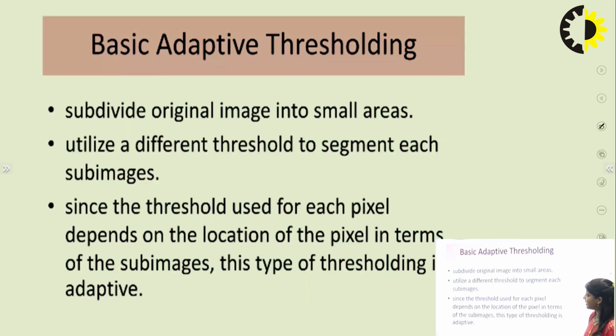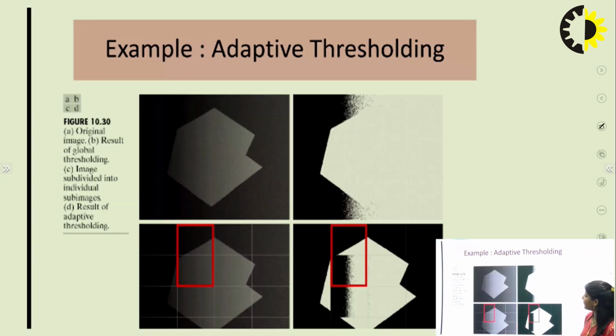Adaptive thresholding is like dynamic thresholding. Each pixel's threshold depends on the location of the pixel in terms of sub-images, and this type of thresholding is called adaptive. Based on the location, we can apply different thresholds. If the pixel lies between 0 and 125, we apply one threshold value, and if it lies between 126 and 170, we apply a second threshold value. So this is one example of adaptive thresholding.